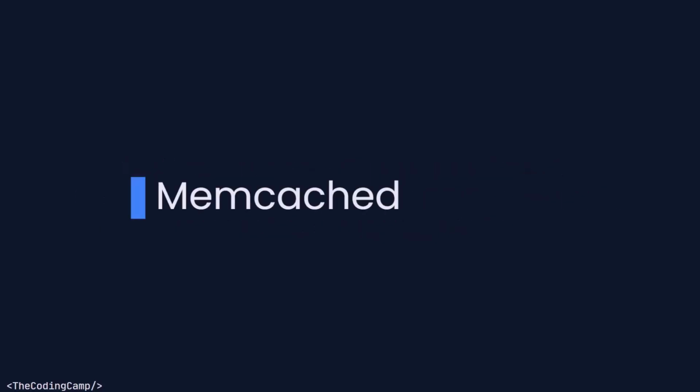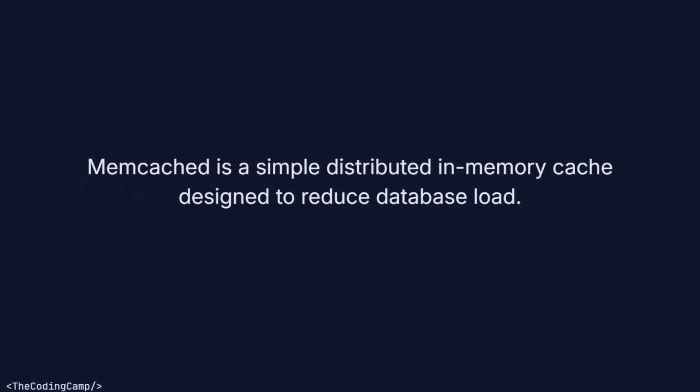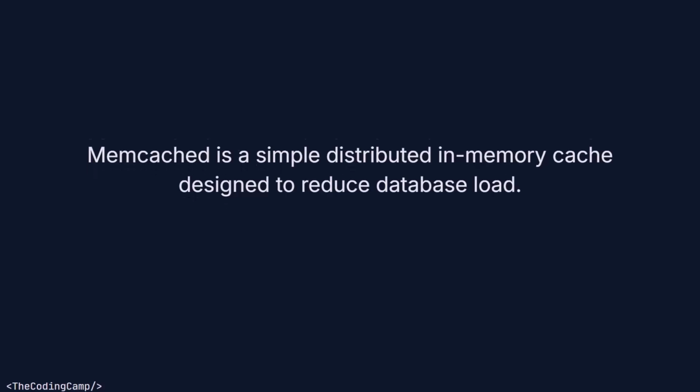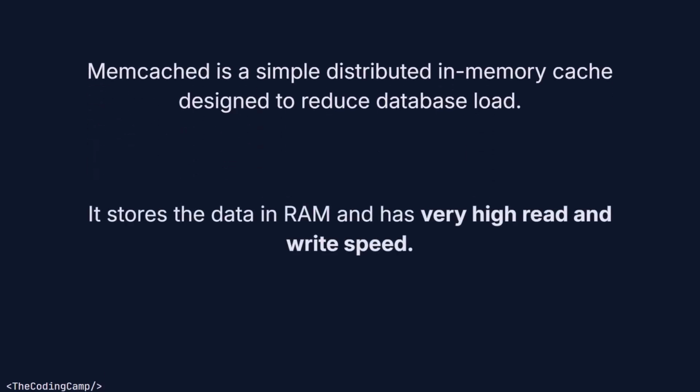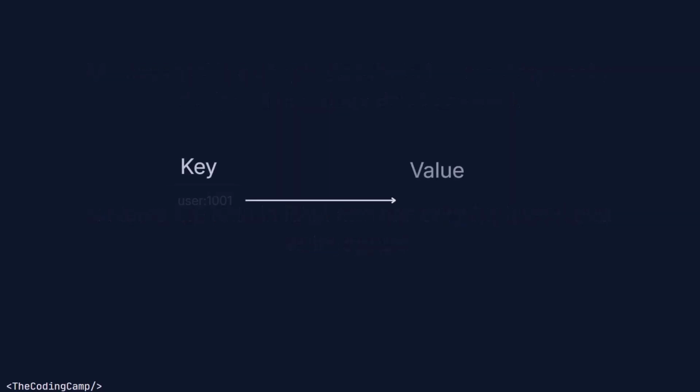In the previous lecture, we explored Redis and saw how powerful in-memory databases can dramatically improve application performance. Now, let's look at Memcached, which is another popular in-memory caching system. Memcached is a simple distributed in-memory cache designed to reduce database load. It stores the data in RAM and has very high read and write speed. Similar to Redis, it stores the data in key and value pairs form.